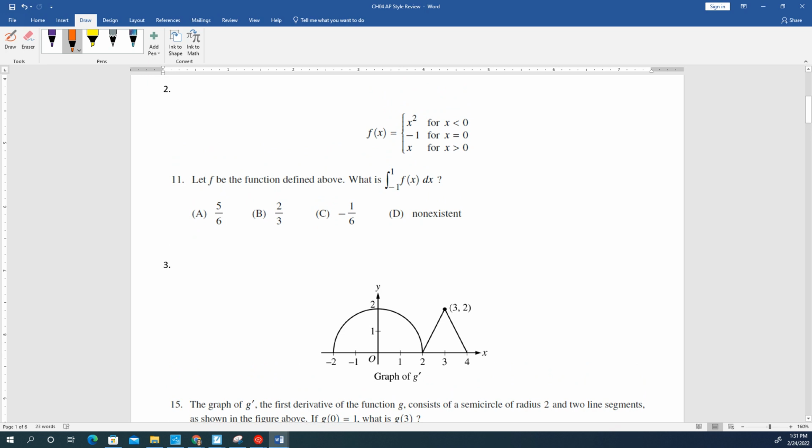I have a piecewise function here. They want me to find the definite integral from -1 to 1 of f of x dx. So I'm looking at my piecewise here and I see there's obviously a break at 0. So if I want to find the area under the curve from -1 to 1, I'm going to have to do the area under the curve from -1 to 0.